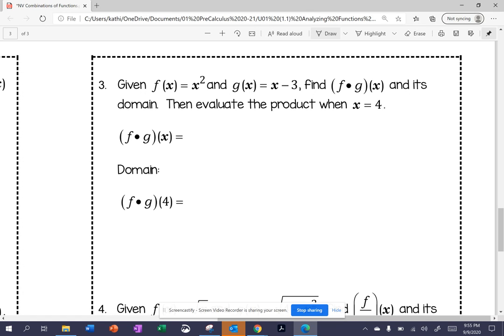Okay, so let's look again. It says given f of x equals x squared and g of x equals x minus 3, find f times g of x and its domain, then evaluate the product when x equals 4. Okay, so starting out.